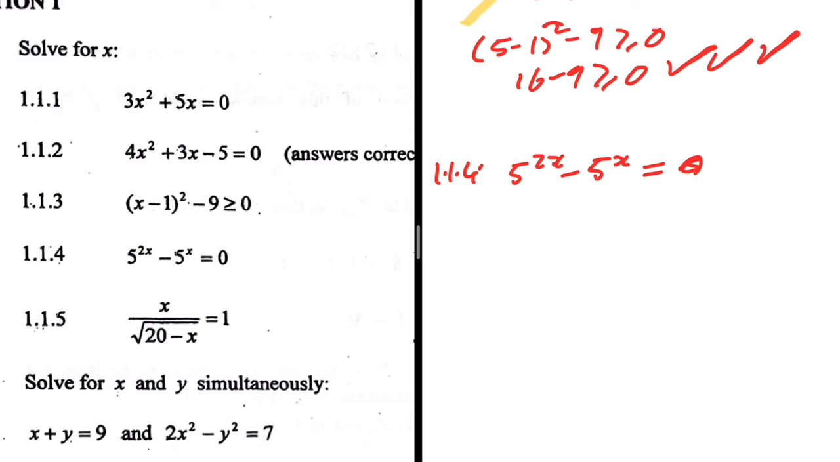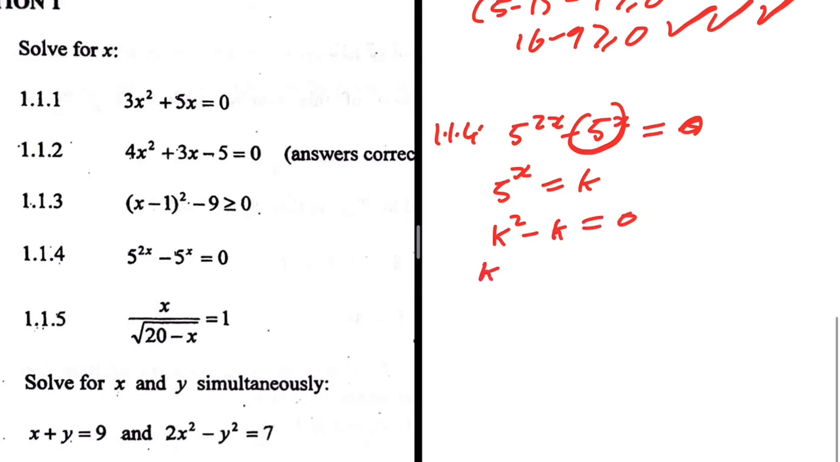So we can let 5 to the power x be equal to k, or we can just take 5 to the x to the other side and solve for x. Let's do both. If we let 5 to the power x equal k, we're going to have k squared minus k being equal to 0. Taking k as a common factor, we're left with k times (k minus 1) being equal to 0. So k is equal to 0 or k is equal to 1. These are our two options that we have.